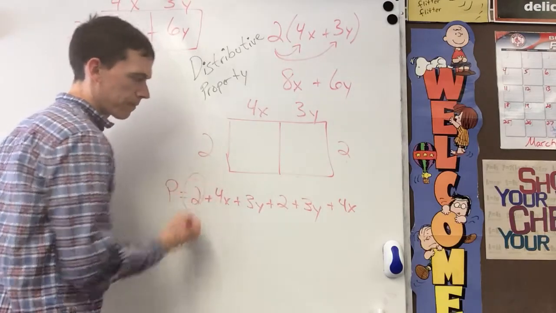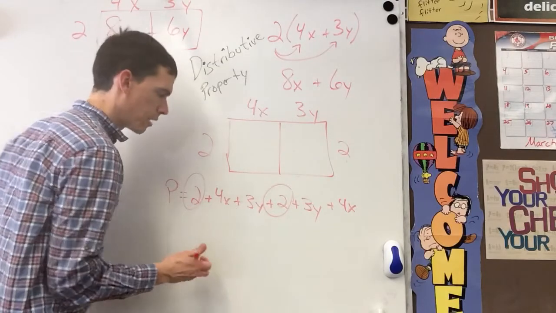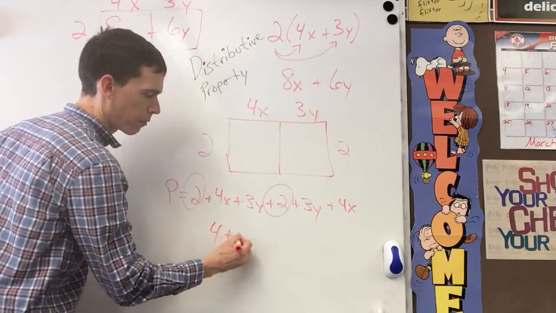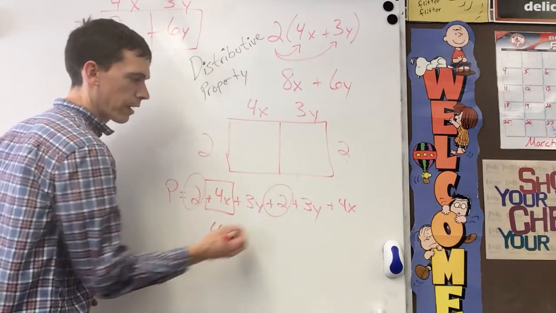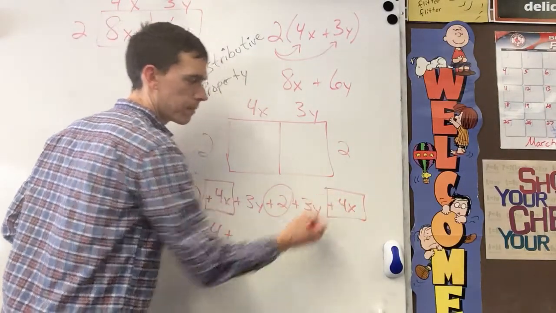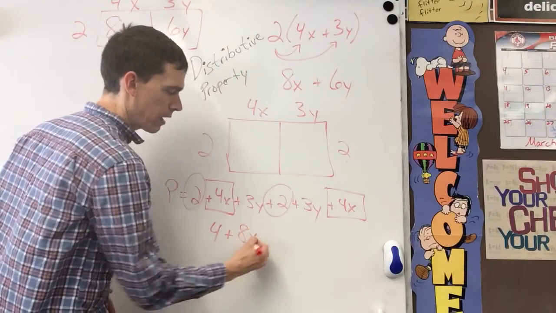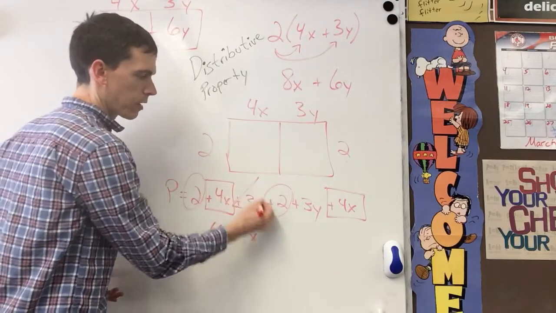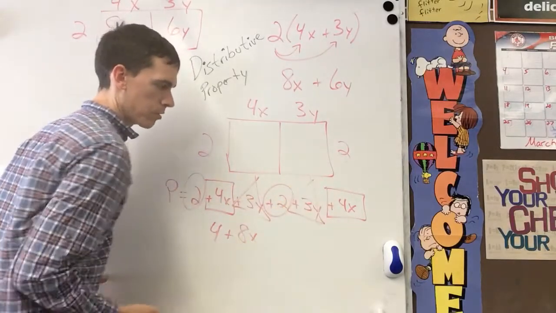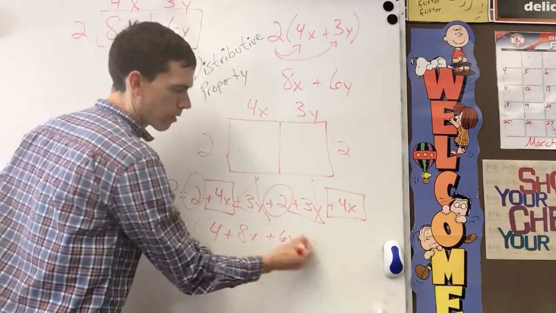This is a number, and this is a number. Don't forget the sign in front, the plus 2. So 2 plus 2 together would be 4. Plus, well, how many values of x are there? There's a plus 4x, and there's a plus 4x here. So 4x and 4x together makes 8x. What about the last part here? So plus 3y and plus 3y plus 6y. So the perimeter would be this value.